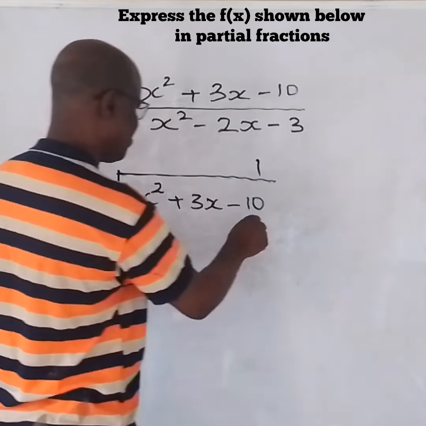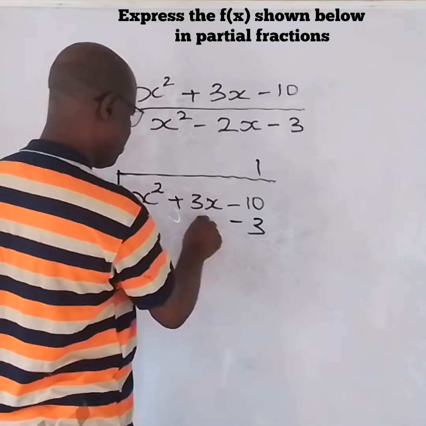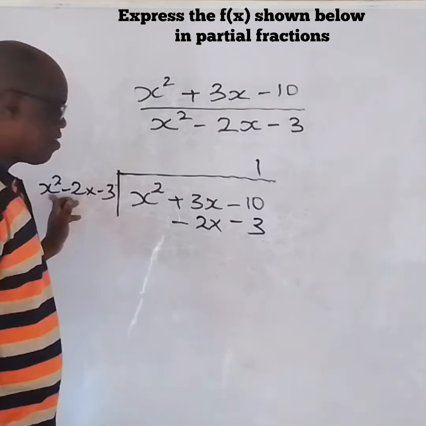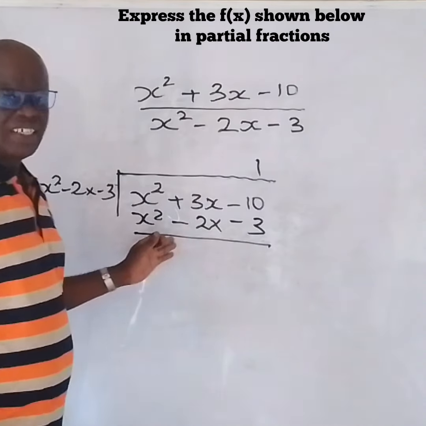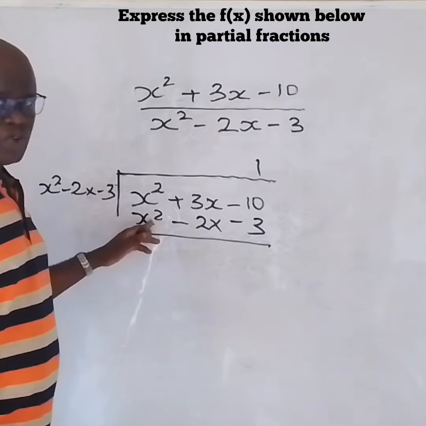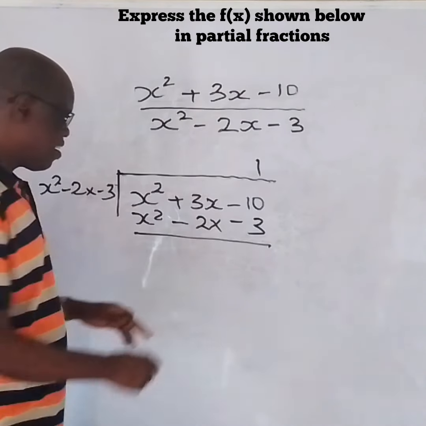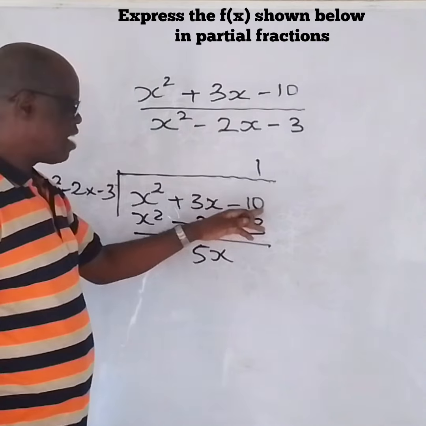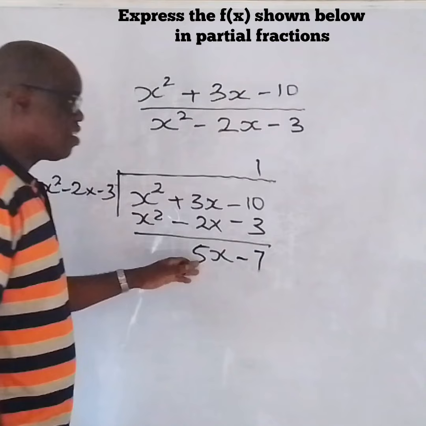1 multiplied by 3 is 3. Then you have your minus. 1 multiplied by 2x is 2x. Then you have your minus. 1 multiplied by x squared is x squared. Then you subtract to get the remainder. Now from x squared, remove x squared. That is 0. 3x minus 2x. That's 5x. Minus 10 minus 3. That's minus 7. So this is the remainder.